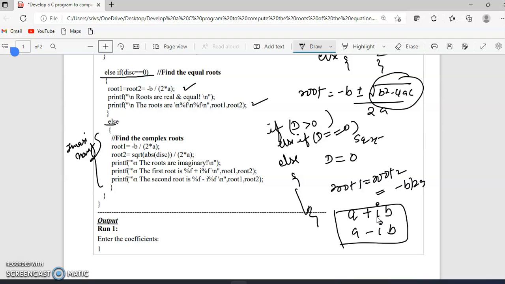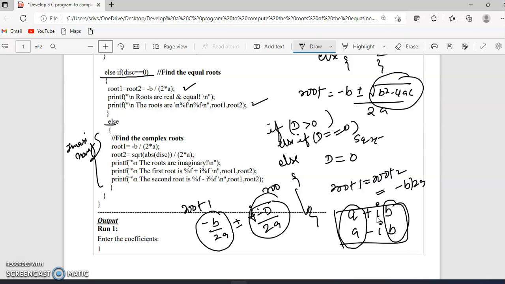So what we are doing, root 1 is equal to, we are saying this part is equal to root 1 and this part is equal to root 2. So root 1 we are saying minus b by 2a. Okay, so minus b by 2a plus minus we are saying under root of minus d upon 2a. So this part is root 1 and this part is root 2.